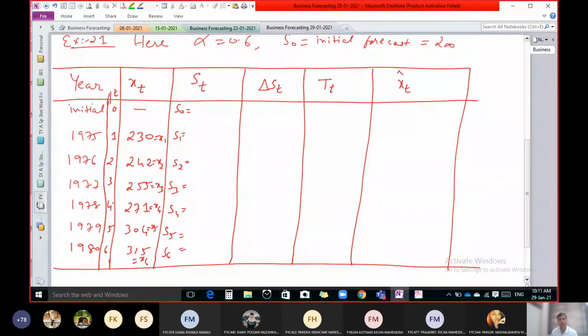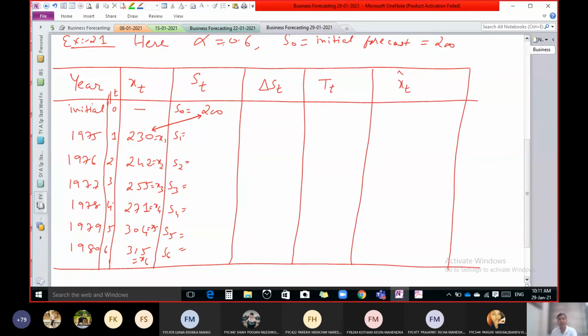So now the question is, what is S0? S0 is always available in the question. That is the initial forecast 200. So S0 is 200. This is the first smoothing value for the initial year. Now the question is, what is S1? To calculate S1, listen, you have to take the difference of these two. 230 minus 200, that is 30.